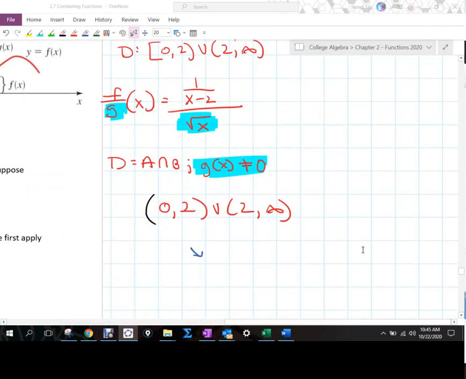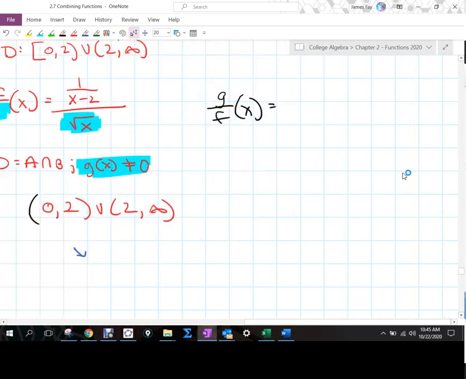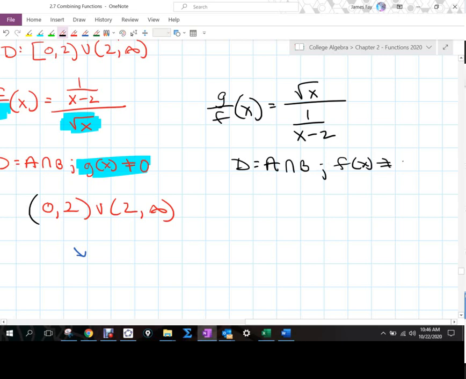Let's go then to G divided by F. Same approach. We have, not 1 over, it's radical x, right? G was radical x. And now my denominator is 1 over x minus 2. Okay, so it's still the same domain. It's still A intersect B, but now f of x cannot be 0.